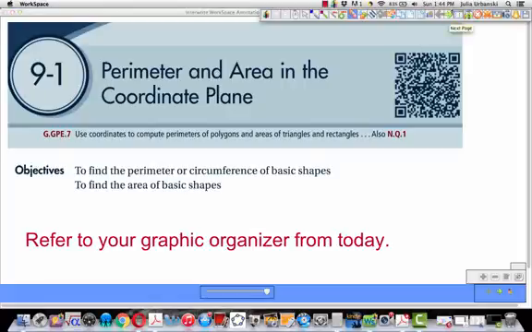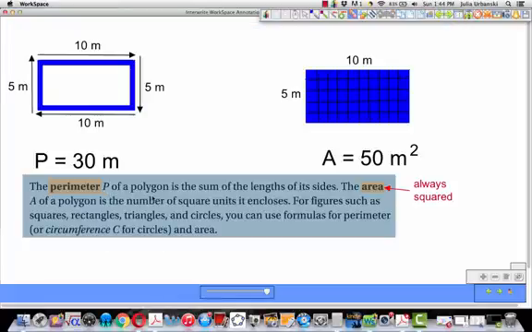The perimeter P of a polygon is the sum of the lengths of all the sides. Perimeter just adds up all the outside edges. So 10 plus 5 plus 10 plus 5 would make 30. In the real world, that's kind of like the fence around your yard.